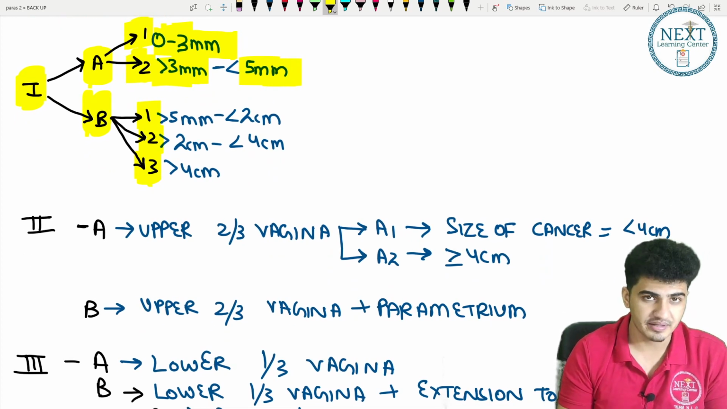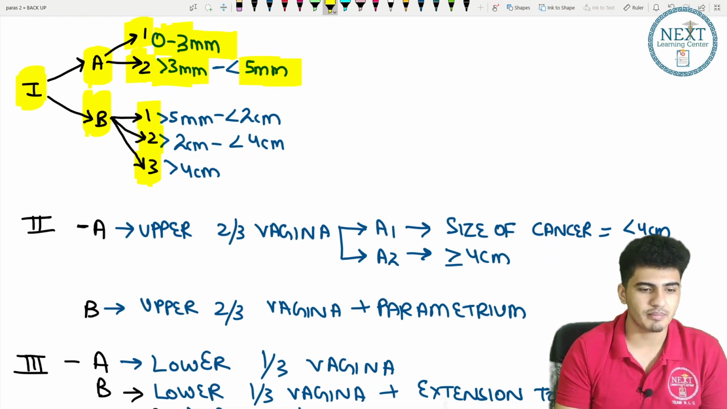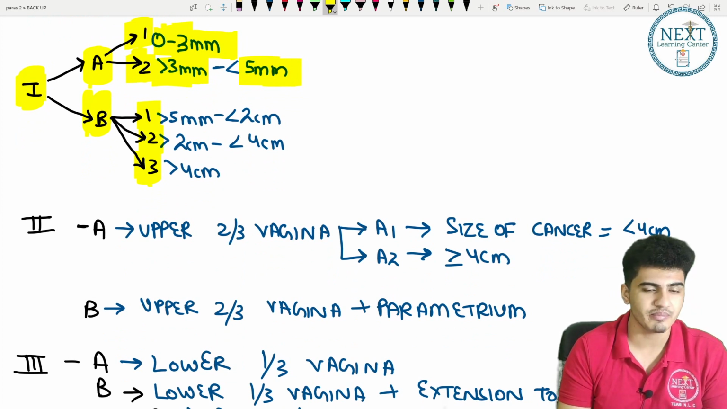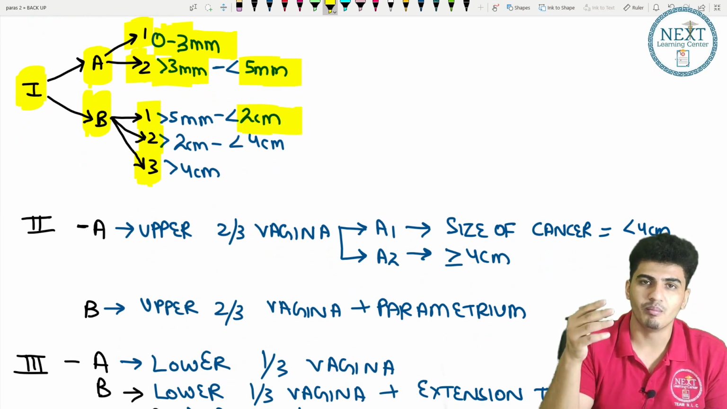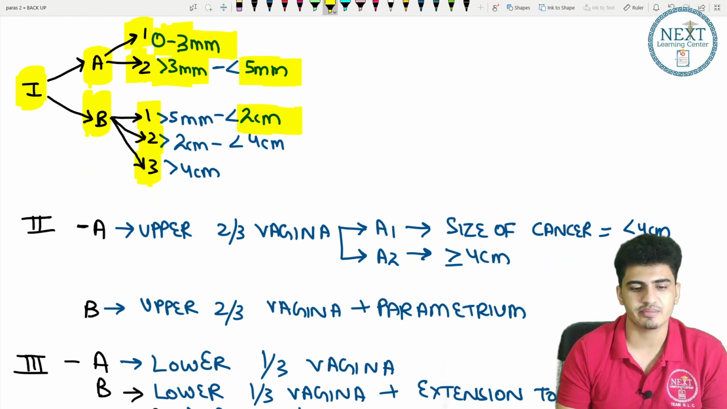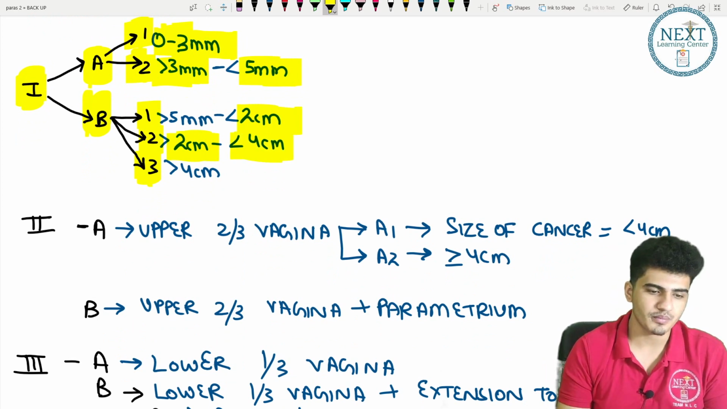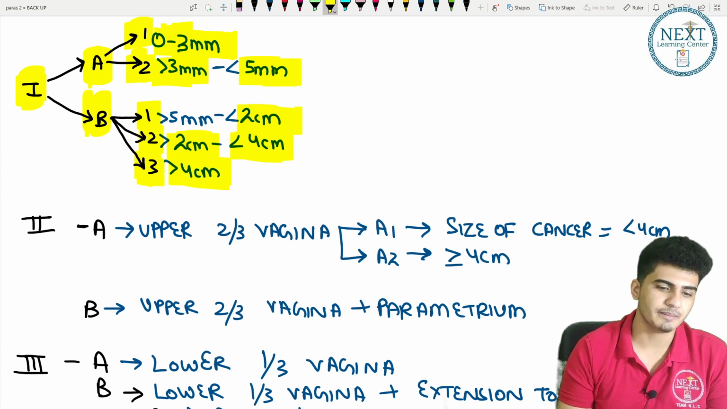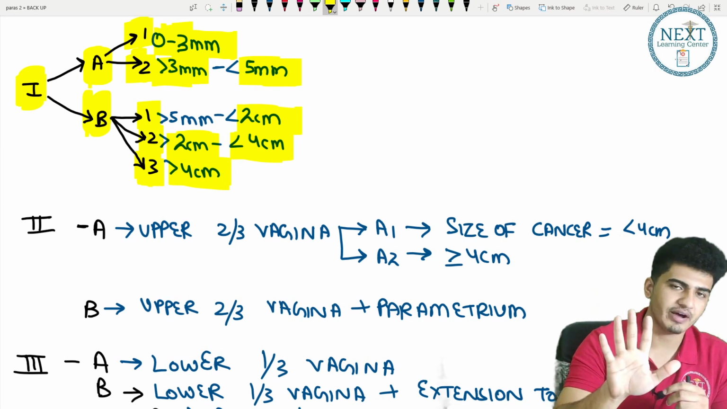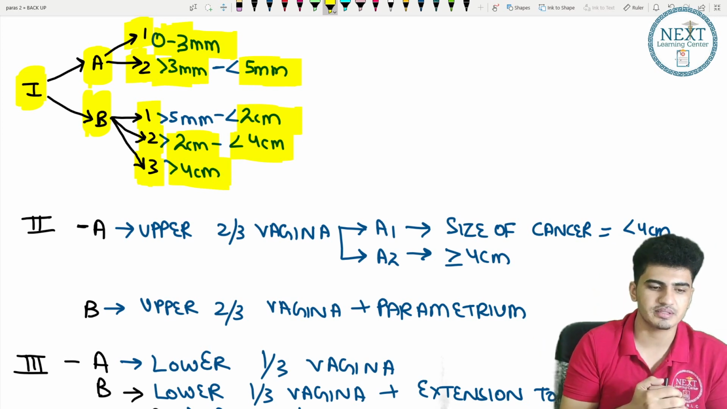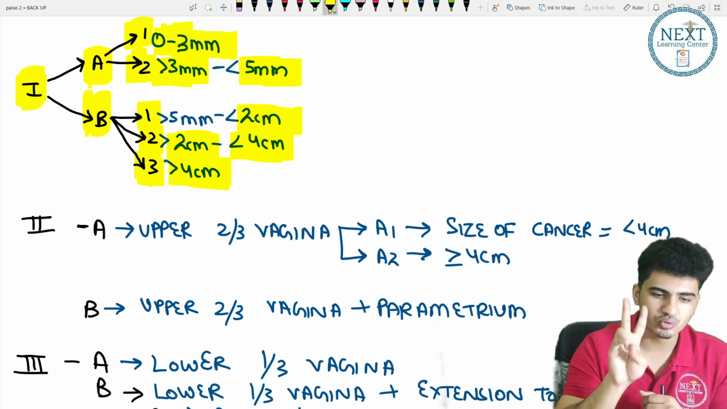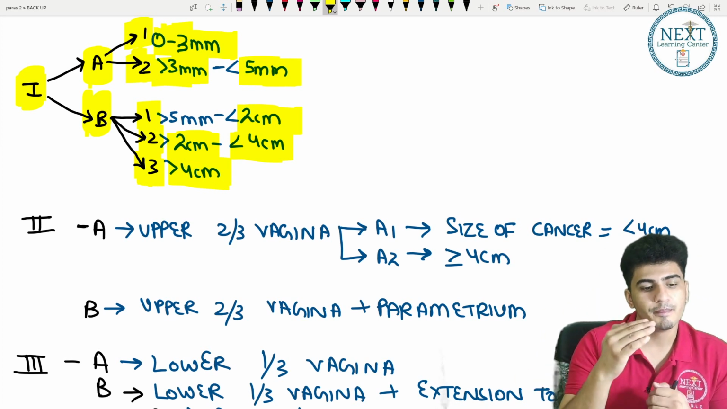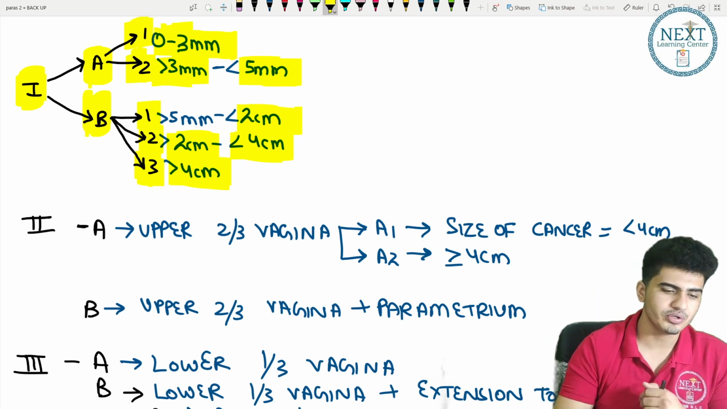Stage 1B is further divided into three parts. B1 is more than 5 millimeter, less than 2 centimeter. B2 is more than 2 centimeter, less than 4 centimeter. B3 is more than 4 centimeter.